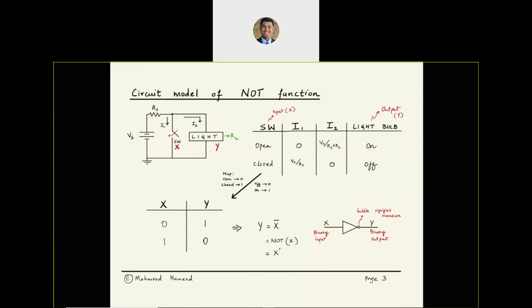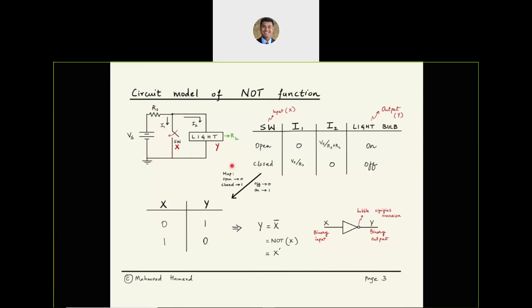In the other case, when the switch is closed, then all the current from the source is going to flow through the switch. None of it is going to flow through the light bulb because we have RL present. So the current is going to take the path of least resistance here, I2 is going to turn out to be 0, but I1 is going to be Vs divided by Rs. And if there's no current flowing through the light bulb, it's going to be off.